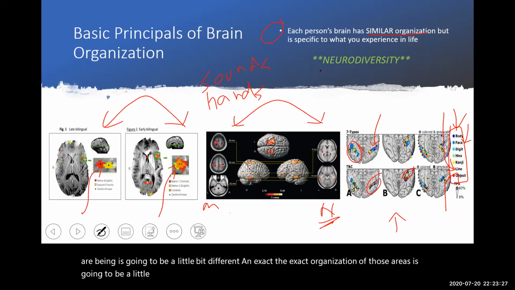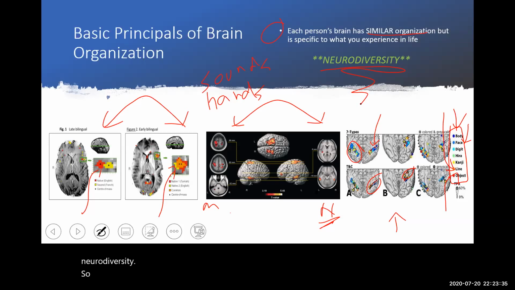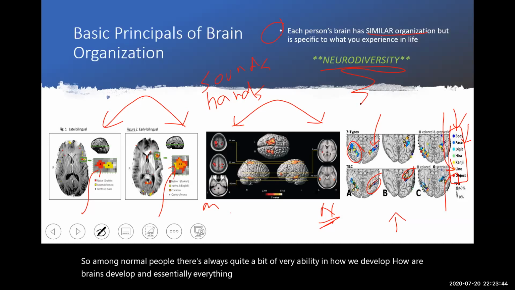So this is kind of summarized in the word neurodiversity. So among normal people, there's always quite a bit of variability in how we develop, how our brains develop, and essentially everything we experience throughout life is going to change how our brains are functioning and developing.